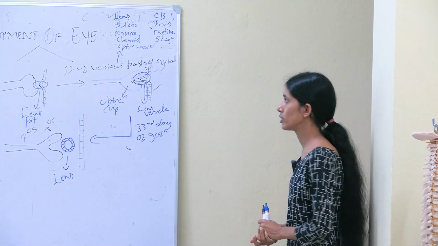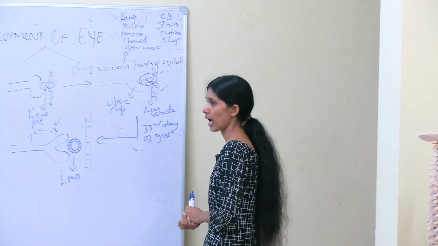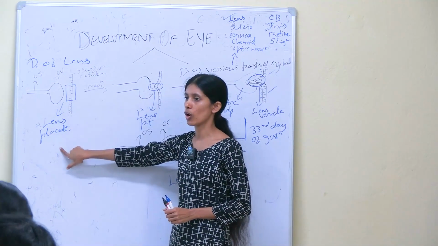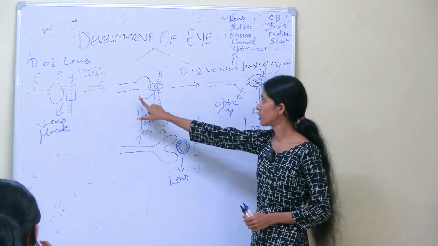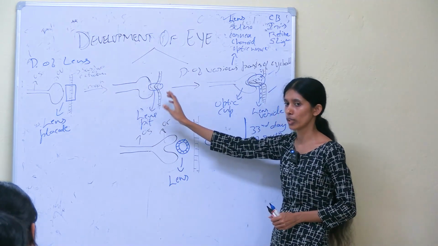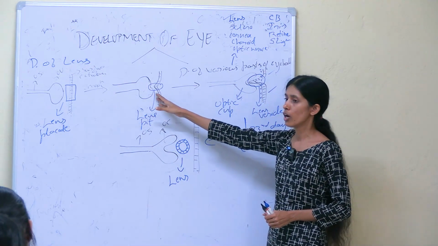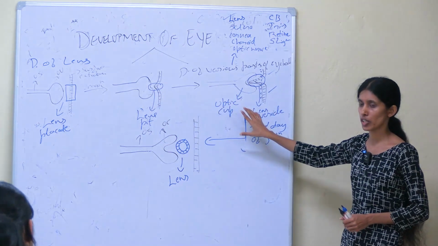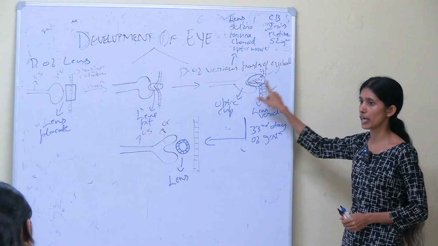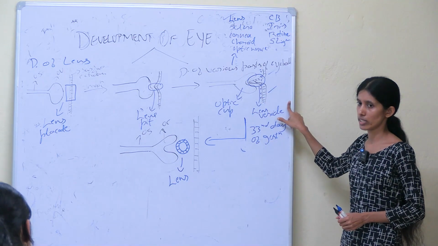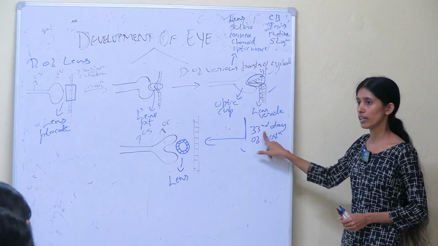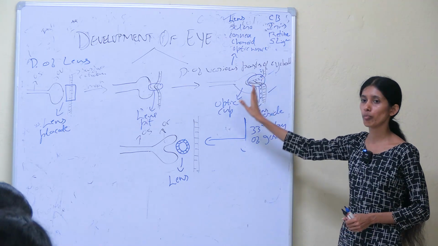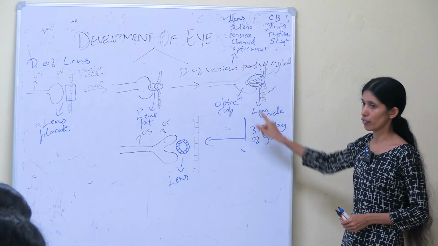First we have the surface ectoderm present anterior to your optic vesicle. This particular part is called the lens placode. After the invagination of your surface ectoderm, or the lens placode part, into your optic vesicle, it is called the lens pit. Later, once the invagination is complete, it is called the optic cup and also the lens vesicle. At the 33rd day of gestation, your lens vesicle will completely get separated from the surface ectoderm.